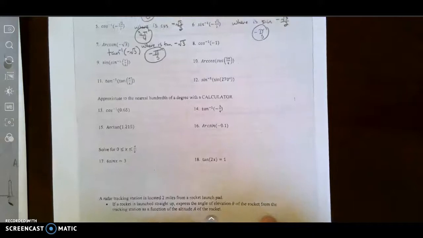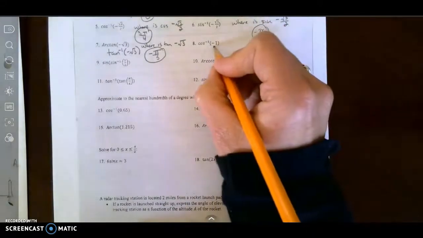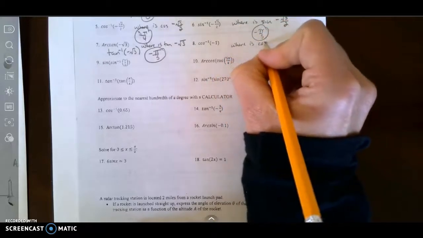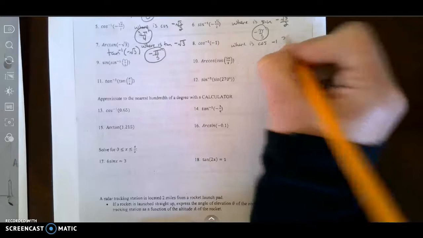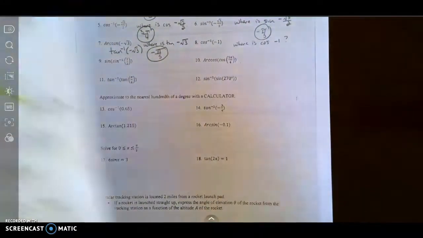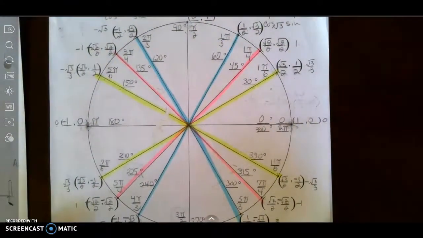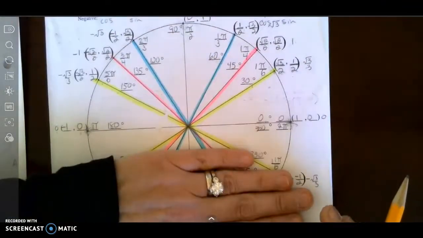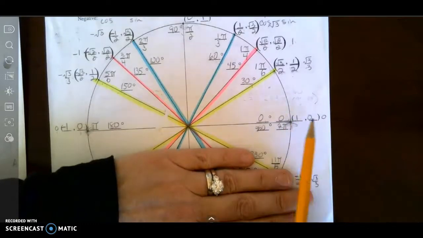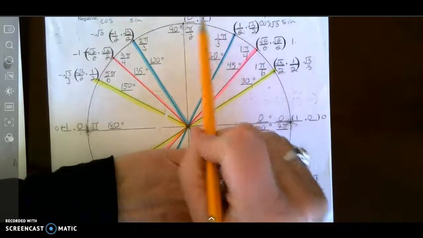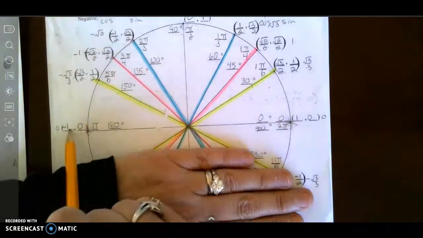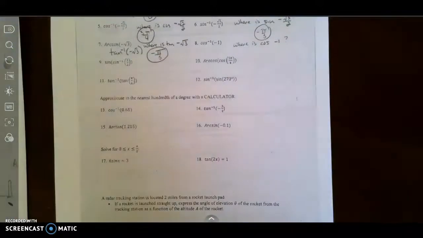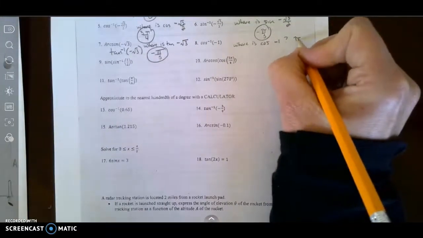Okay, number 8, inverse cosine of negative 1. So where is cosine negative 1? That's what it's asking. Come here to my unit circle. Inverse cosine is only the top. So I'm ignoring the bottom of the unit circle, and I'm looking for a cosine that's an x-coordinate of negative 1, and it's right here at pi. So my answer is pi.